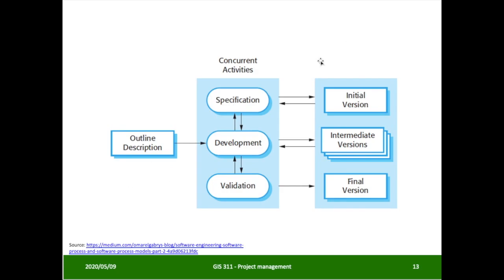Okay, so here you can see a bit of an outline. So these are concurrent events. You have the specification, the development, the validation. With an initial version, there's a bunch of intermediate versions which the client gives feedback on, as well as the final version that is then created.